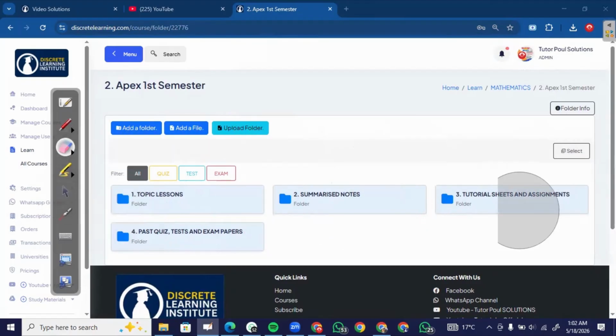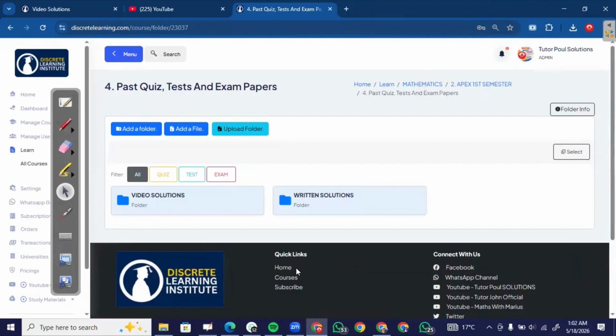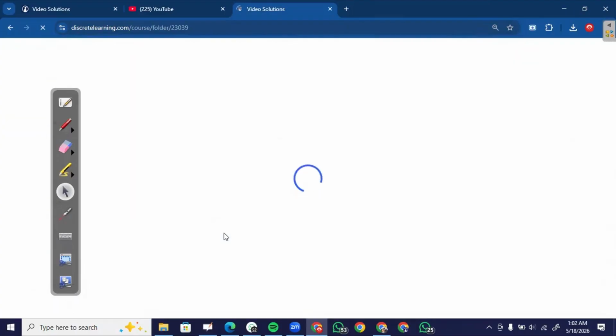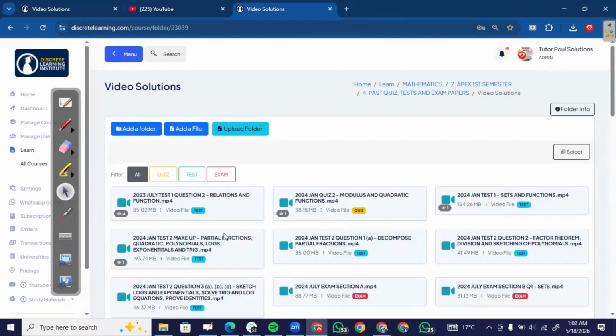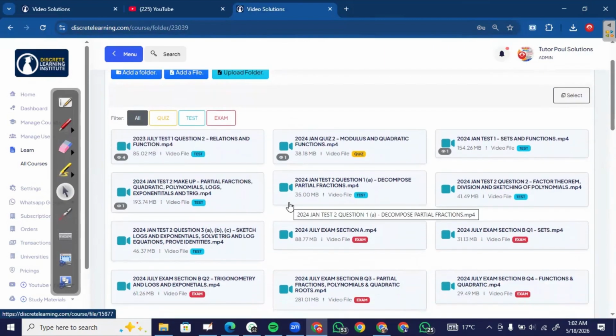Then if you want the past papers as you're preparing for the exam, or for the quiz, for the test, just come here and click past quiz, test and exam papers. Once you open, you go to the video solutions. And once you do that, voila, you'll be inside there where the videos are. And then you just pick the videos that you want to watch. They are well labeled here. You can see if it's a test or an exam or a quiz.